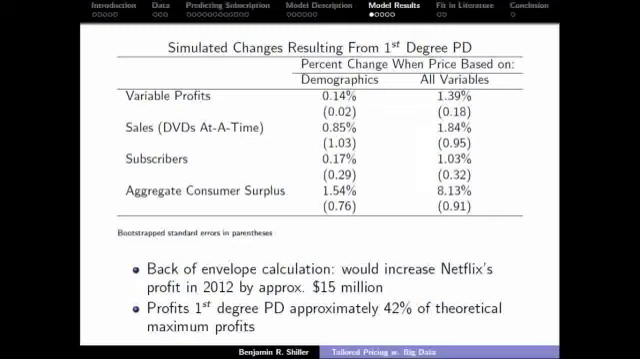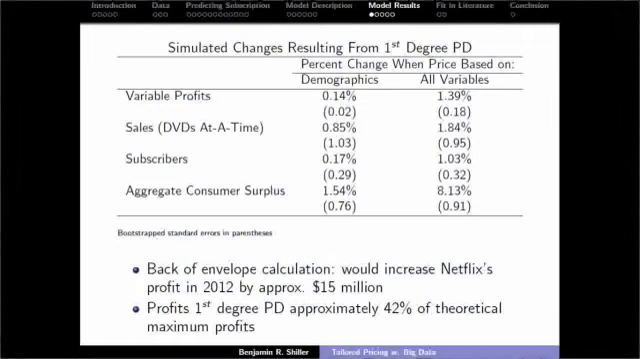confuse things. Okay, so this table summarizes the basic conclusions in terms of the profits that are available. So this is, as I mentioned before, the increase in profits in first-degree price discrimination goes up quite a bit when you use all variables as opposed to just the demographics. So I also did a back-of-the-envelope calculation. So I'm confused here. Is the consumer surplus going up or down? It's going up because a lot. So the aggregate consumer surplus is going up.